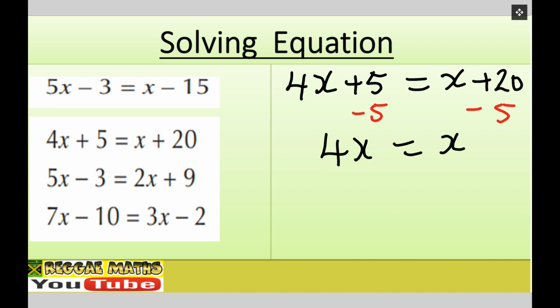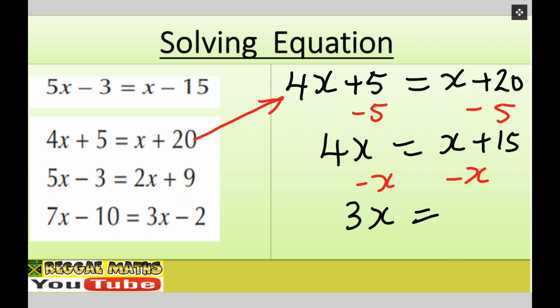x plus 15. The next thing I'm going to do is take x from both sides. So if I take x from both sides, I end up with 3x equals to 15. The next step, I'm dividing by 3, divide by 3. So x equals to 5.